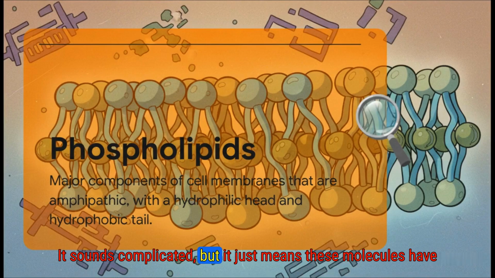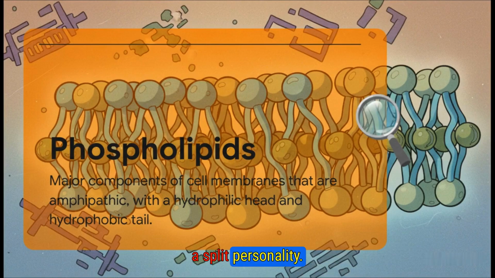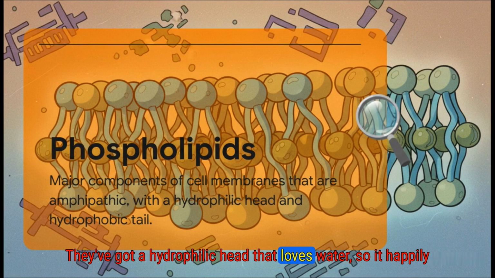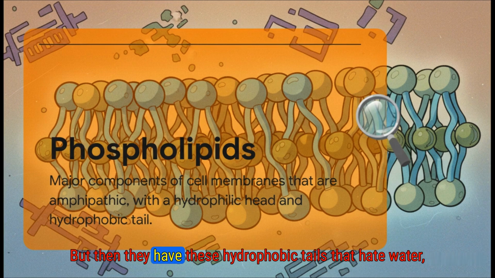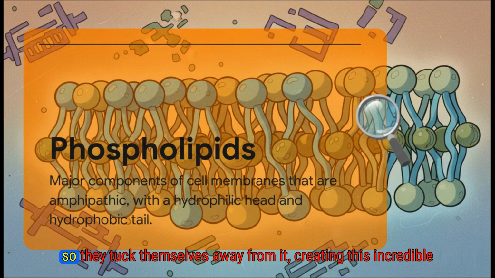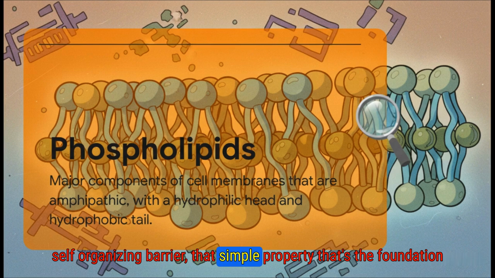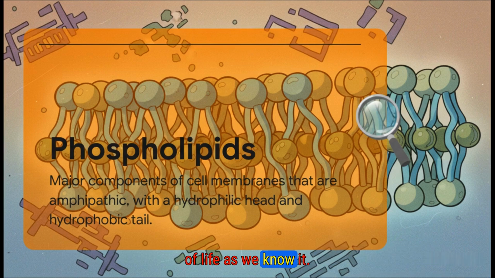It sounds complicated, but it just means these molecules have a split personality. They've got a hydrophilic head that loves water, so it happily faces the watery environment inside and outside the cell. But then they have these hydrophobic tails that hate water, so they tuck themselves away from it, creating this incredible self-organizing barrier. That simple property, that's the foundation of life as we know it.